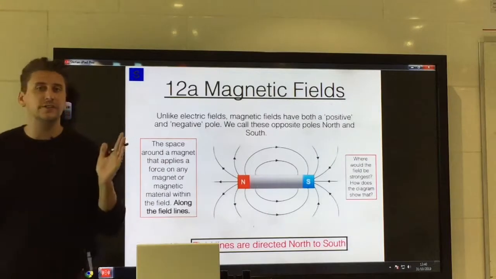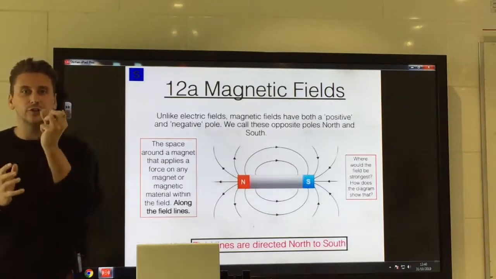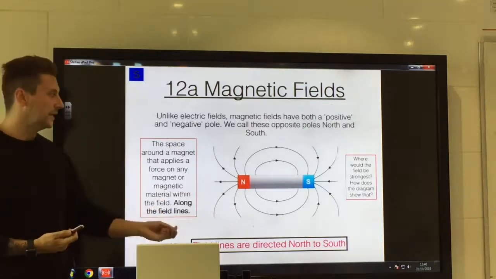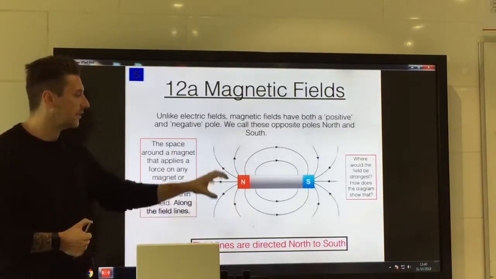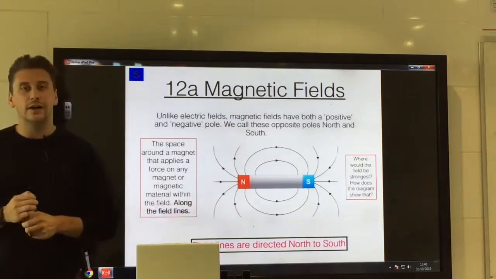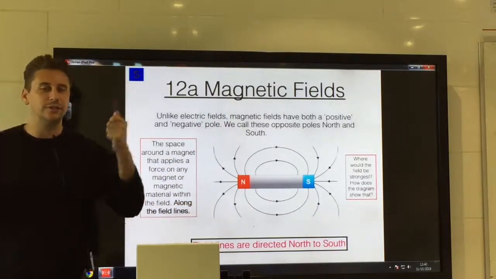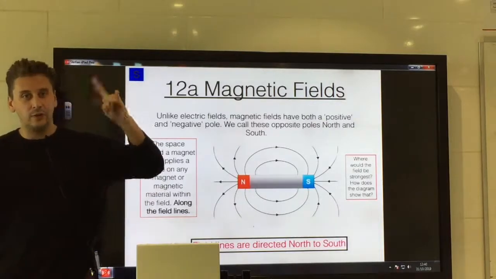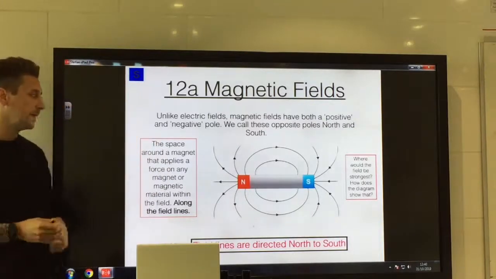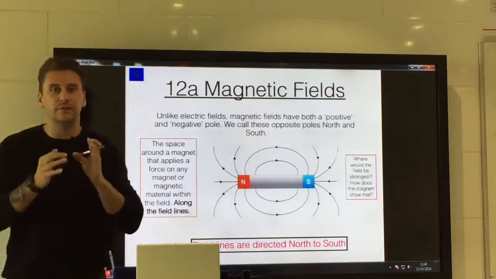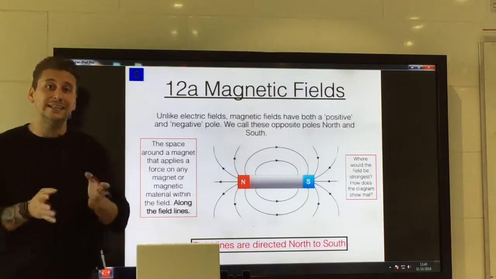So far in physics, we have not discovered how you can just have one pole, which is called a monopole, on its own. For example, if I were to slice this magnet in half, I've got north on this side, south on this side. If I chop it in half, I'm not left with just the north pole and just the south. I have two new magnets, each with their own north and south. So in magnetism and magnetic fields, you have to have the north and the south. The field goes out of the north and into the south.